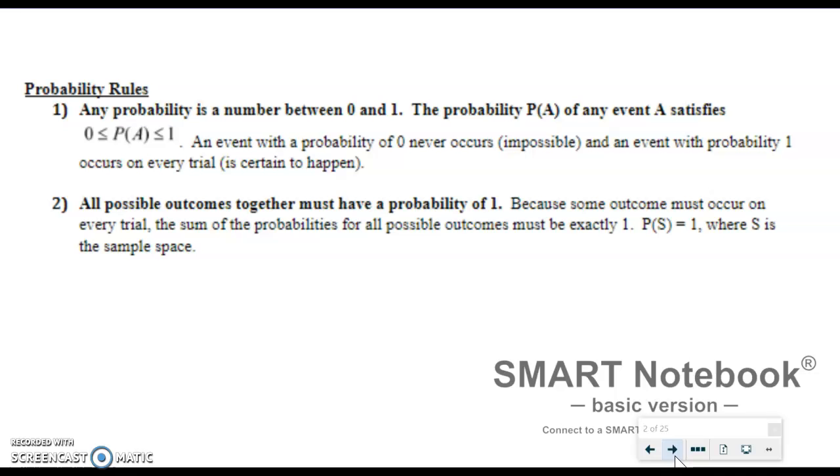Like you learned yesterday, with the dice example of the sums, if I were to add up the probability of all the outcomes together, it will always equal 1. All the possible outcomes will always equal 1 when I add all the probabilities together.